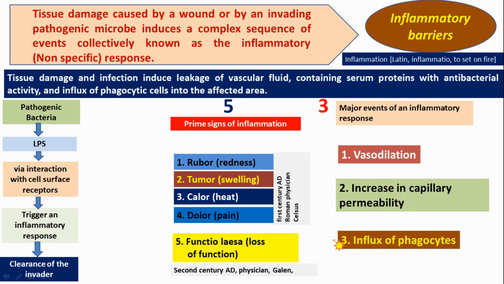The third one is influx of phagocytes. When capillaries are permeable, lots of fluid will move from the capillary towards the tissue, and along with that fluid, phagocytes will move in from the capillary towards the tissues. So these three major events will be there during the inflammatory process. The first two events are related to vascular events, while the third one is related to a cellular event. So these are the three major events, and these are the five prime signs.